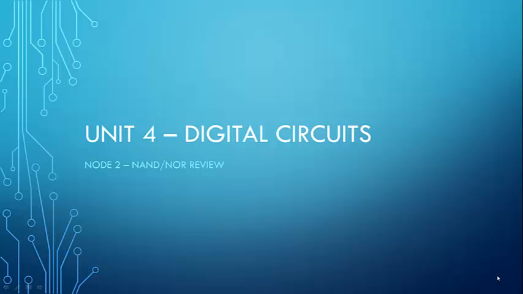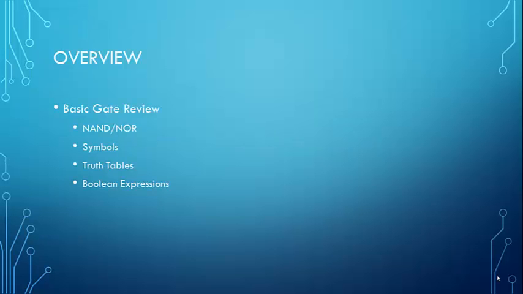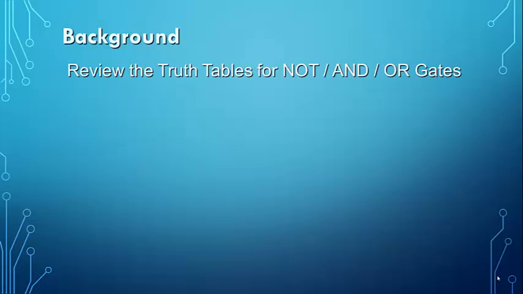Okay, now let's move on to NAND and NOR gates. Again, we're going to do a basic review of these gates: NAND and NOR, the truth tables, the symbols, and the Boolean expressions. First, let's again just quickly recap the truth tables for the NOT gate or simple inverter, the AND gate, and OR gates.